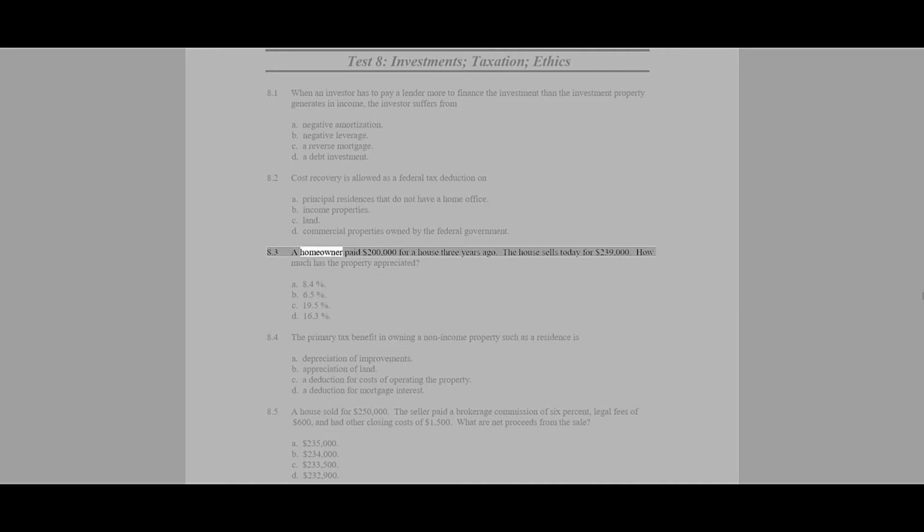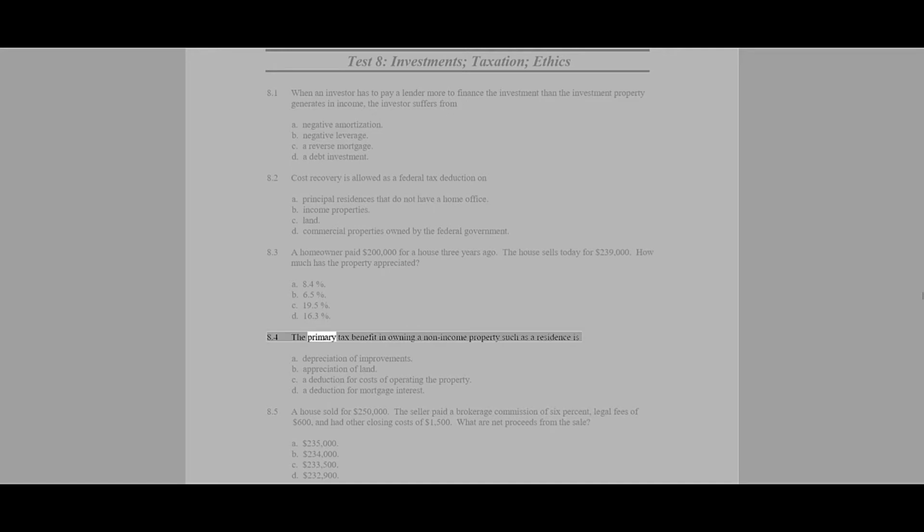8.3 A homeowner paid $200,000 for a house 3 years ago. The house sells today for $239,000. How much has the property appreciated? A. 8.4%, B. 6.5%, C. 19.5%, D. 16.3%.